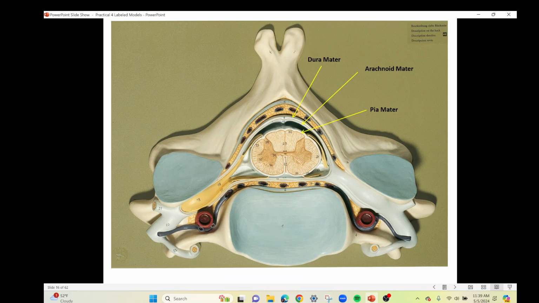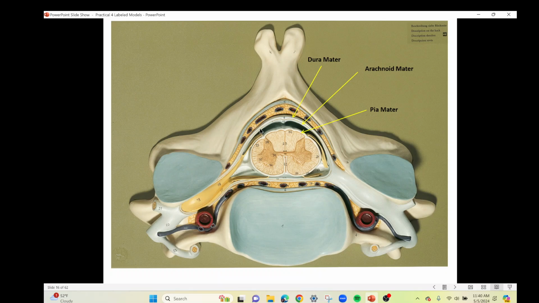Okay, now there are 3 protective membranes known as meninges. So the innermost meninge, this is the spinal cord, this white tissue right here on the spinal cord that goes all the way around, would be the pia mater, right? Pia meaning delicate, mater meaning mother. A little bit away from the pia mater, you can see there's a space right here. This membrane right here is going to be the arachnoid mater. So that's the middle membrane.